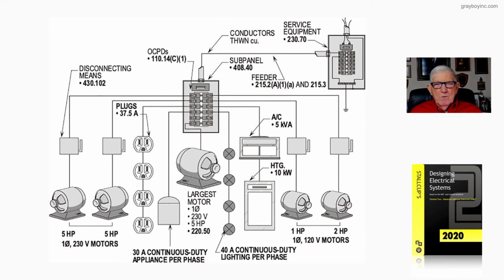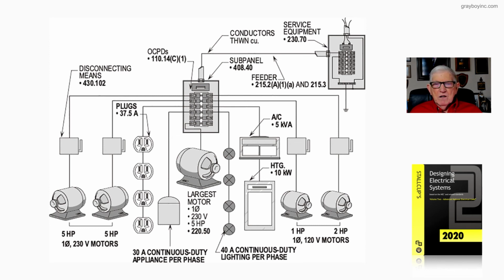220.50. And then we have our lighting load. That's a continuous lighting load per phase. Then we have an AC unit at 5 kVA and heat at 10 kW. Now, if we look at, I believe it's in Article 220, if we reviewed loads that are larger, you could take the larger load here and drop the air conditioner. And then the air conditioner's gone until you figure it as a branch circuit.